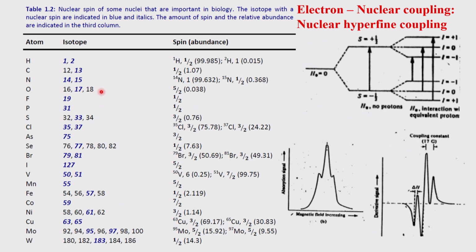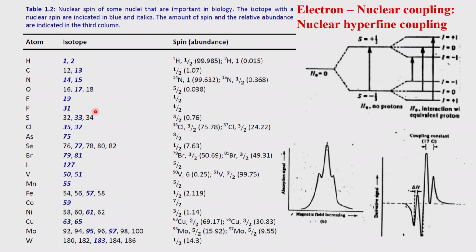Oxygen 16 and 18 have I equal to 0, and 17 has I equal to 5/2. That should couple, but the abundance is so low that you can completely ignore it. That means if any oxygen ligand is bonded to your metal, you can forget about the nuclear hyperfine coupling coming from it. But when you have nitrogen connected to a metal, yes, there is hyperfine, because this is I equal to 1 with more than 99% abundance, so it should be considered.